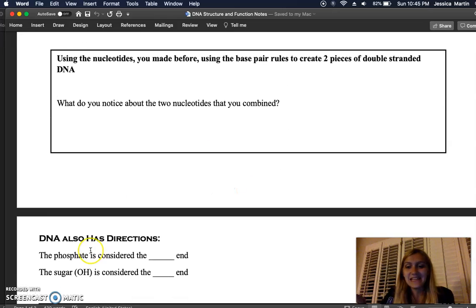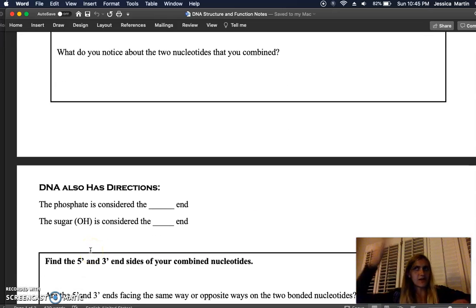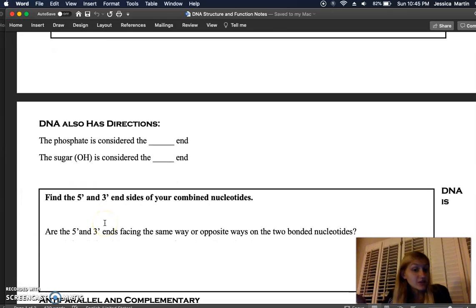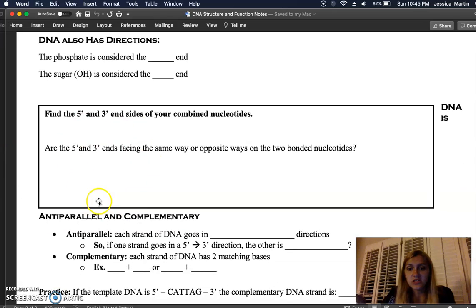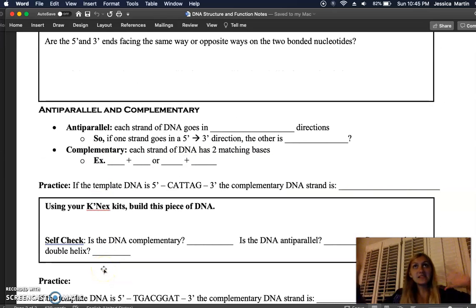Hopefully they'll notice that DNA is kind of opposite, right? One side's 5', the other side 3'. So they should notice that DNA has direction, and they'll make some observations. And so at the end of this, they will have a full DNA model following a sample sequence that I give them. And I can kind of use that as an assessment.